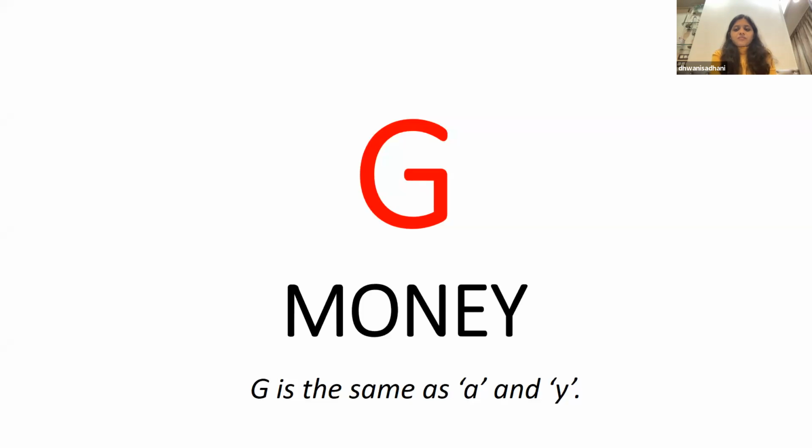Okay, now G is for money. And G is the same as A and Y. So now remember, when you make a small G, you make it like this, right? You make this and then you go down. So this loop is the same as the letter A. Whatever we did in letter A holds for the upper part of G. And we're going to do Y later on, but whatever we do for Y is the same for G. So the letter G is divided between A and Y, where the upper part of G is letter A and the lower part of the letter G is letter Y.